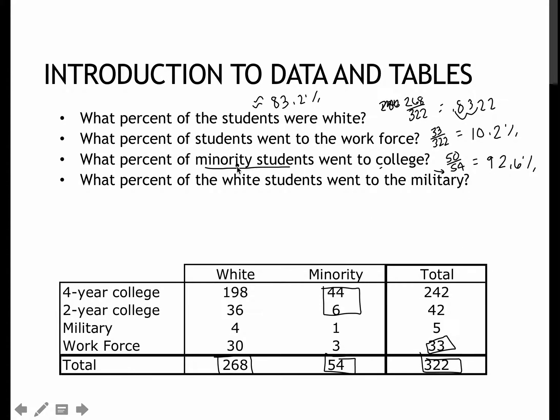And then what percent of white students went to the military? So just as we did here when we focused only on minority students, we're going to focus only on white students. What percent went to the military? So there are 268 white students and 4 of those went to the military. And that gives me 1.5% rounded, not very many.